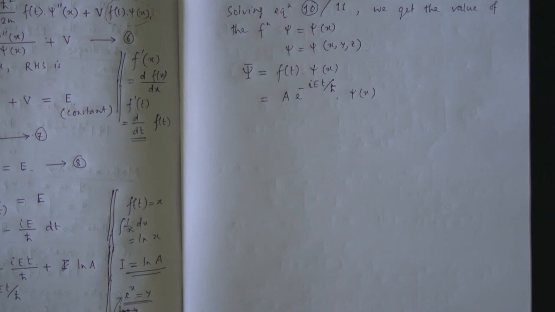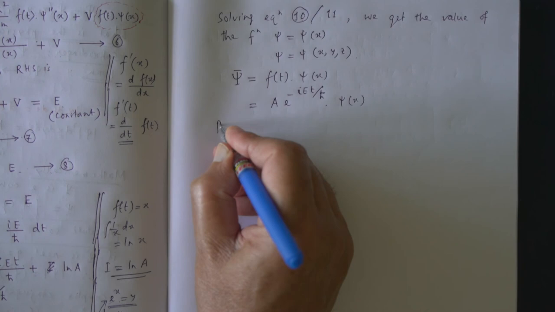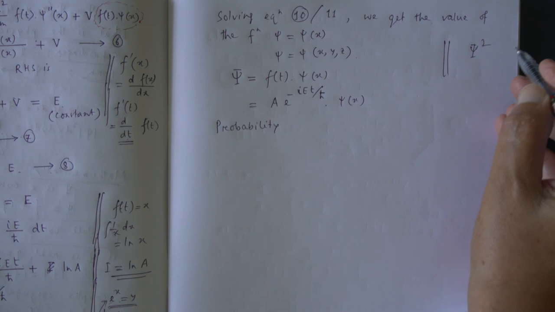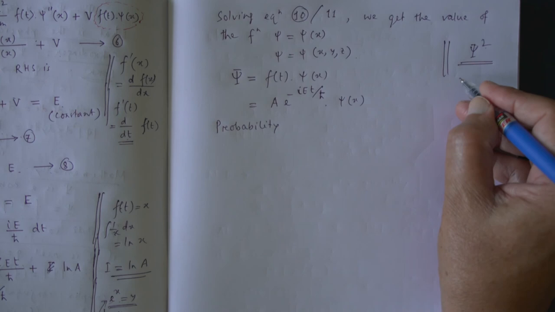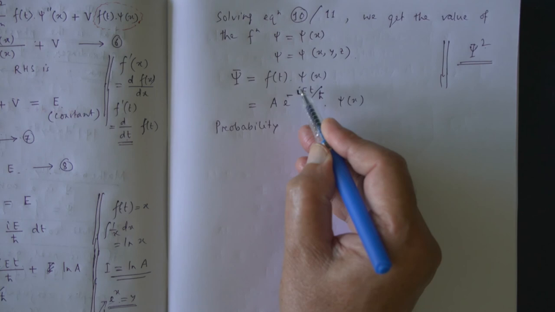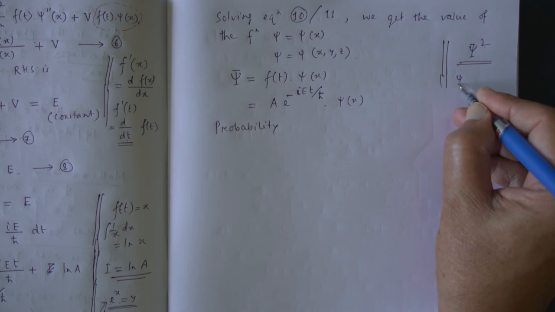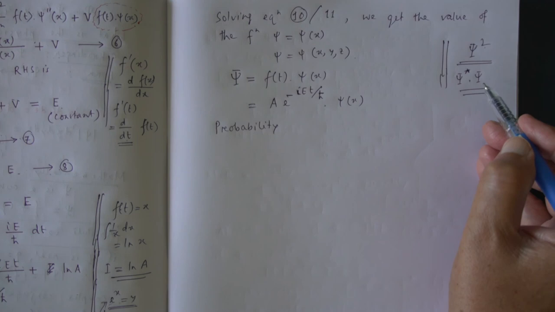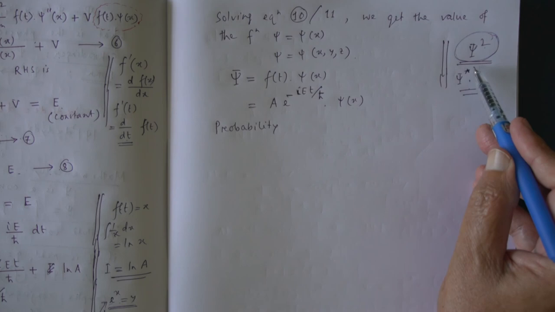Now if we calculate probability, in case of a real function, probability is psi square. But in case of an imaginary function, here it is imaginary, you see, minus i. This is imaginary. So in case of an imaginary function, probability is psi star into psi. Real function probability is this, imaginary function probability is psi star into psi.